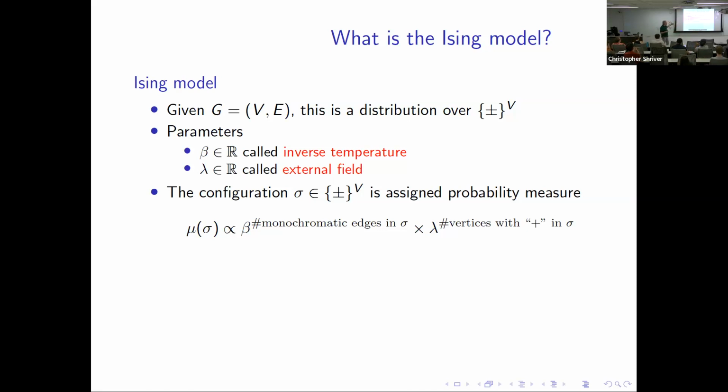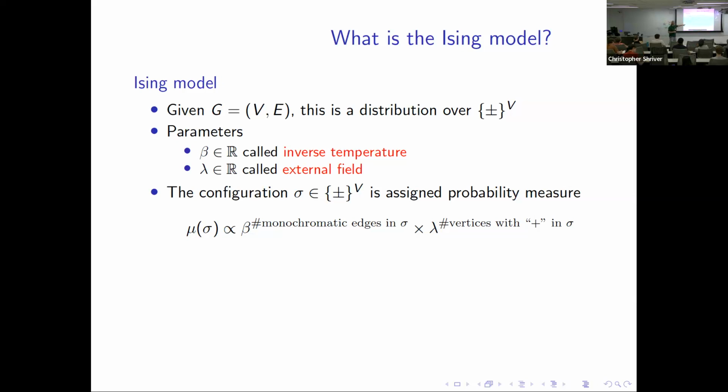And the Ising model specifies that the configuration sigma, an assignment of plus minus to the vertices of the graph, gets some probability measure mu of sigma, which is proportional to beta, the inverse temperature, raised to the number of monochromatic edges in sigma. A monochromatic edge is an edge with plus plus or minus minus, right? Beta to the monochromatic number times the field lambda raised to the number of vertices which have assignment plus under sigma. So it's slightly different than what Will said, but it's essentially the same thing.